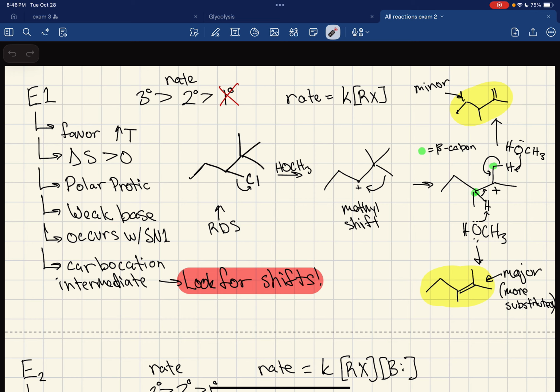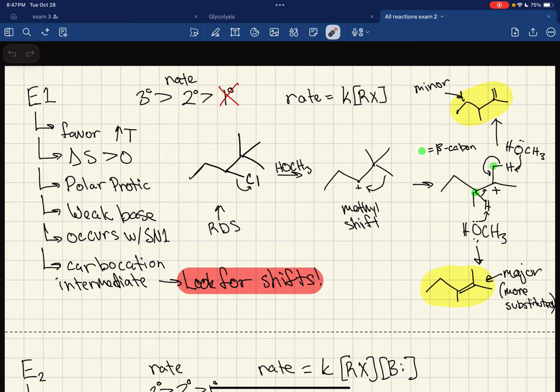With E1 reactions, you look at all beta carbons. Beta carbons are the carbons directly next to the carbocation. And all the hydrogens attached to the beta carbon are also called beta hydrogens. And you can eliminate any of those hydrogens. So you could come in through this side, attack this hydrogen. This is also a beta carbon, but it's the exact same thing as if you took off this one. And then you also can do this one.